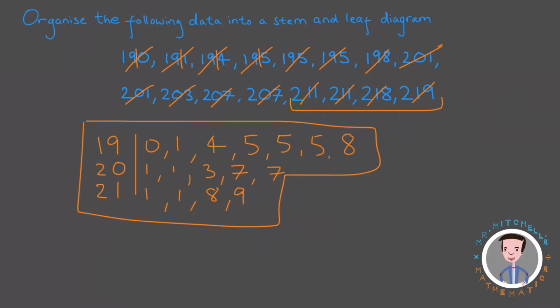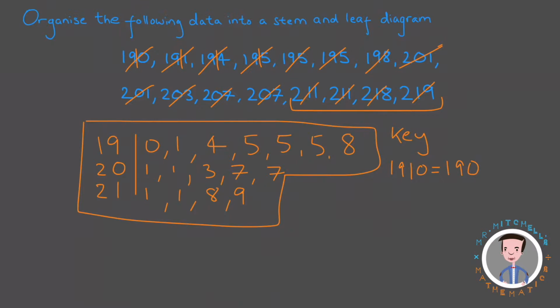But like I said before, you need to draw a key. So we pick the first number, which in this case is 19 line 0, and let people know that that is 190. Great, so I hope you got that right.